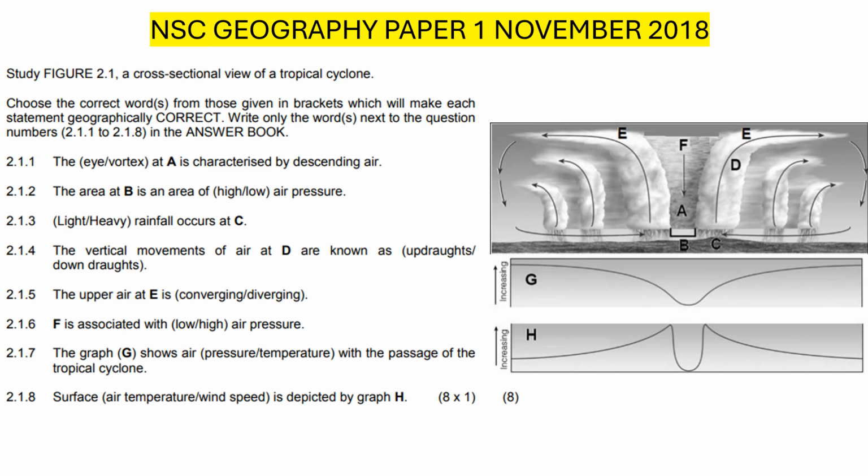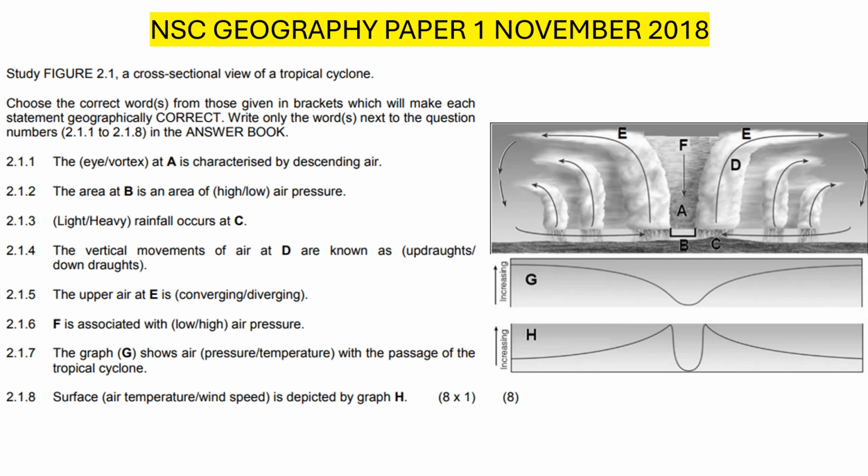Let's have a quick look at a question from the National Senior Certificate Geography Paper 1 that was written in November 2018. The question reads as follows. Study figure 2.1, which shows a cross-sectional view of a tropical cyclone. Choose the correct words from those given in brackets, which will make each statement geographically correct.